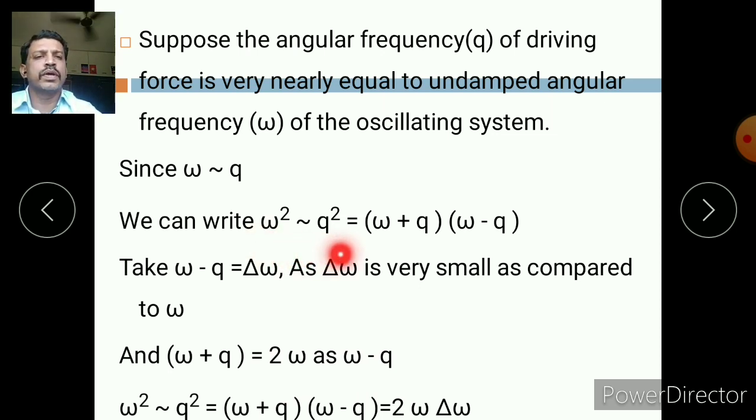Therefore omega square minus q square equals (omega plus q)(omega minus q). Omega plus q, here we take 2 omega, and omega minus q is nothing but delta omega.